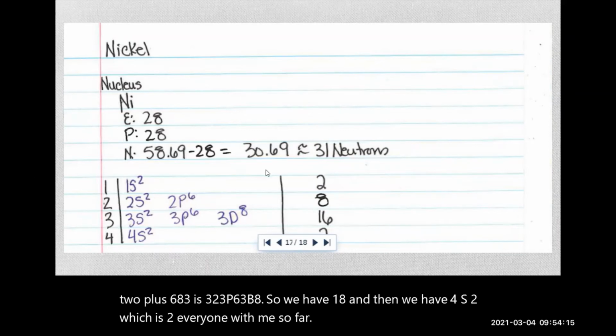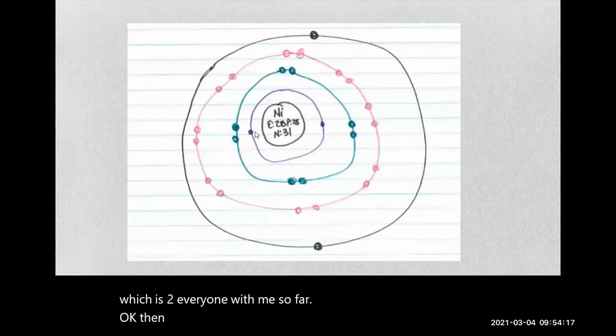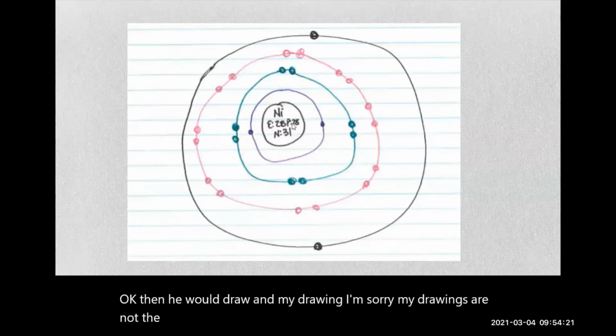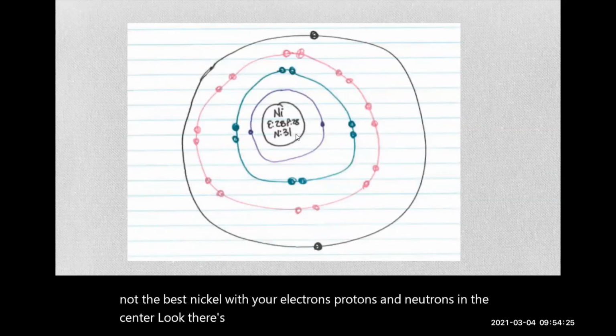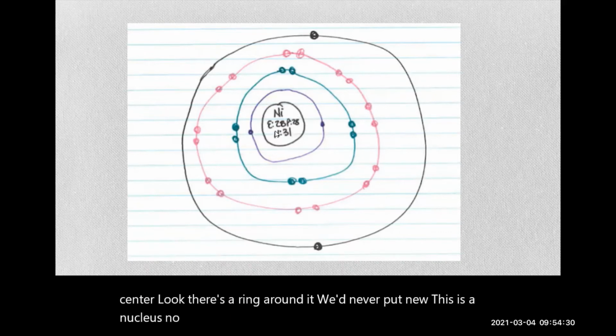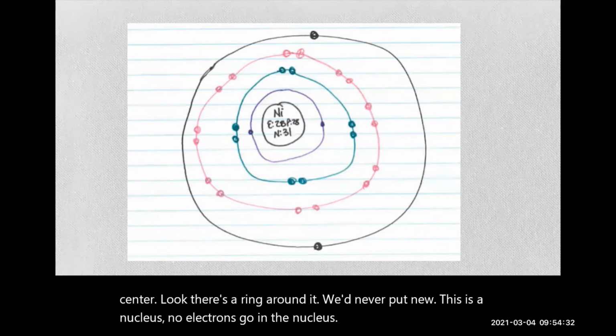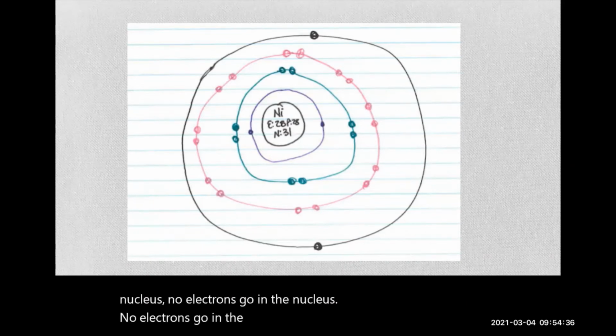Then you would draw, I'm sorry, my drawings are not the best, nickel with your electrons, protons and neutrons in the center. Look, there's a ring around it. This is a nucleus. No electrons go in the nucleus. No electrons go in the nucleus. You draw a secondary ring.